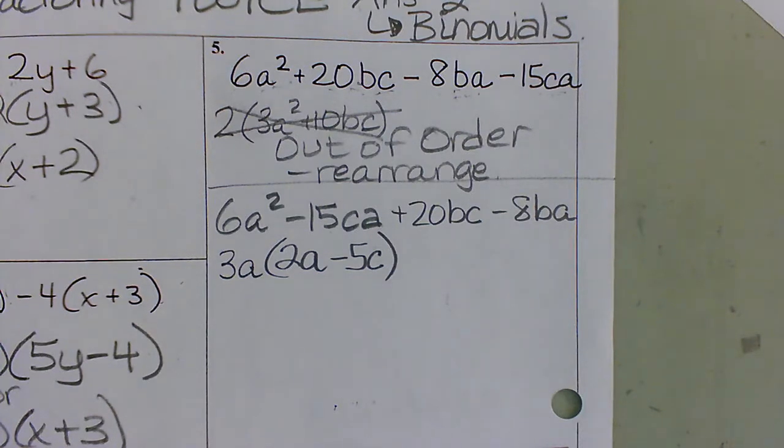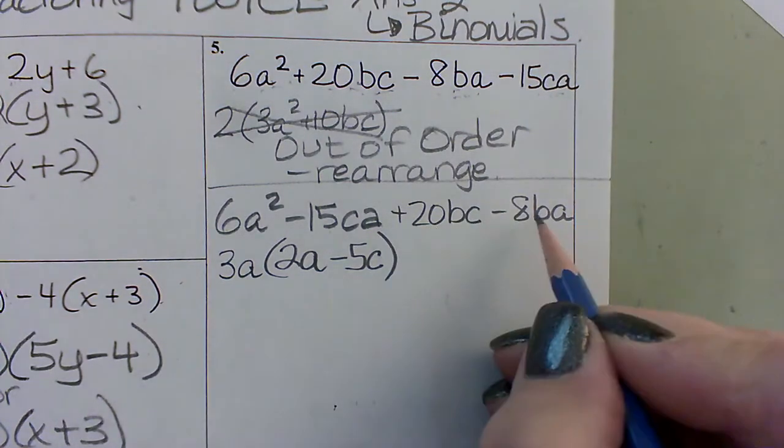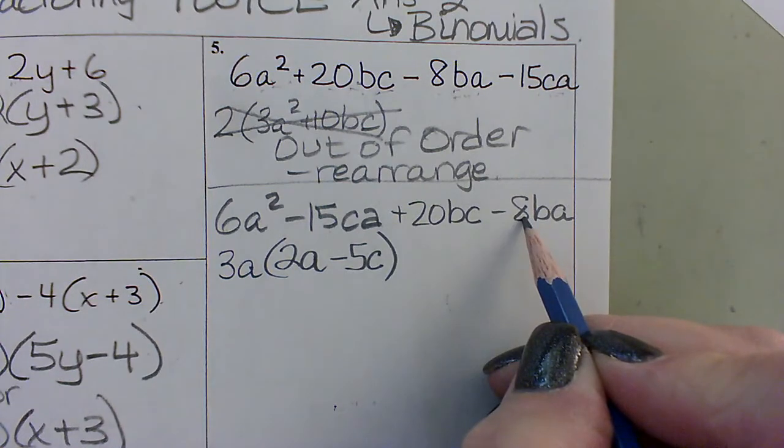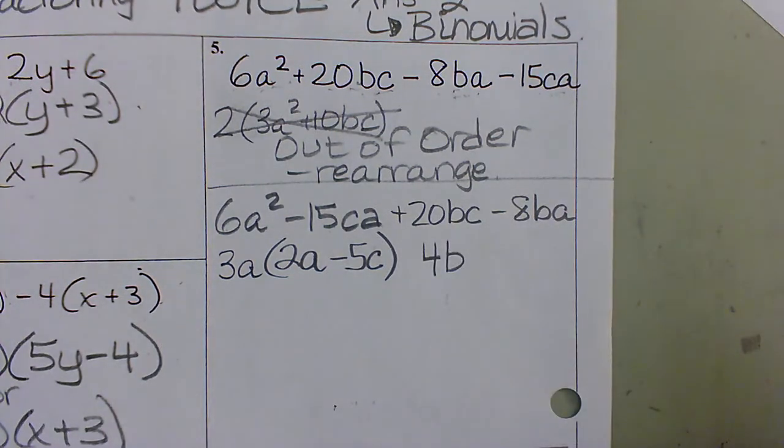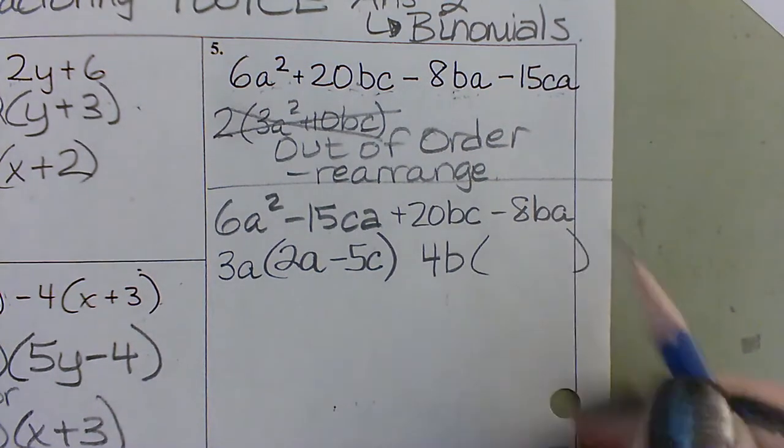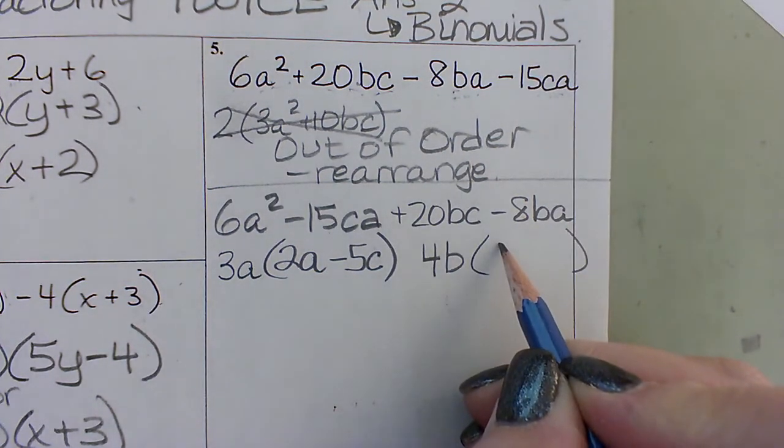Now let's look at the other one. I got a 20 and an 8. I think we did it. What do we got there? What's common between 20 and 8? It would be 4 and a B. Okay. That leaves me with a 5 and a C.